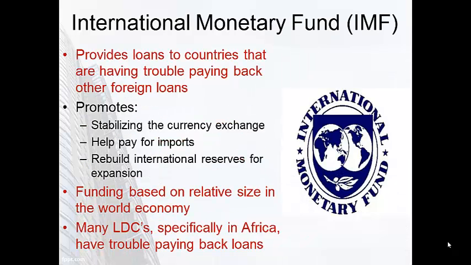All right, let's talk briefly about the International Monetary Fund. Now, they provide loans to countries that are having trouble paying back other foreign loans. So they loan on loans, basically. So what do they do? Well, they help stabilize currency exchange. They help pay for imports if these LDCs are hurting for money, and they help rebuild international reserves of money for expansion. Now, funding is based relative to the size of the world economy. They don't want to give out a loan that they think can't be repaid over an extended period of time. So many LDCs, specifically in Africa, unfortunately have trouble paying back loans. When the World Bank and IMF have invested in areas of Africa, unfortunately, MDCs and transnational corporations are just not attracted to those areas due to insufficient infrastructure and funding.